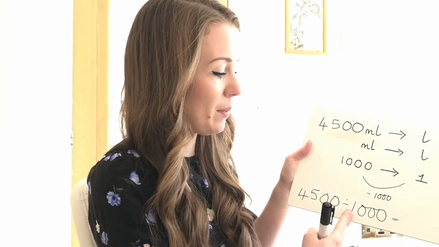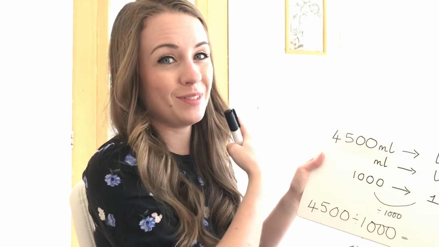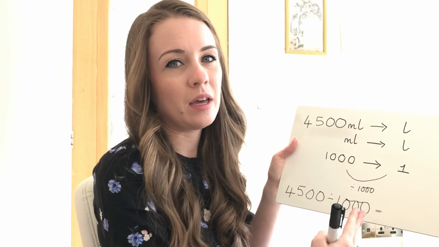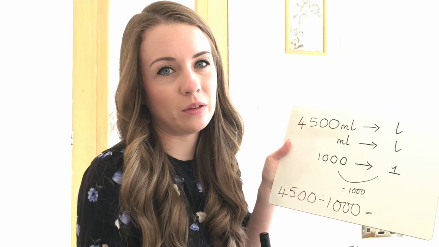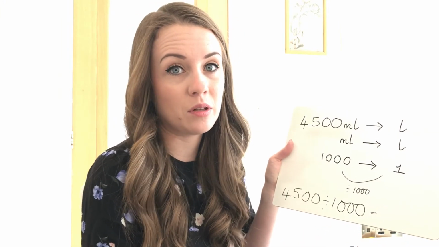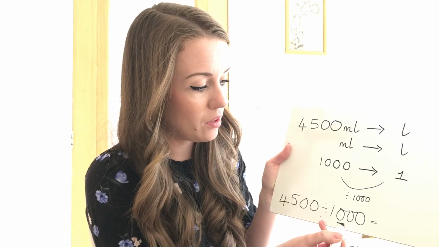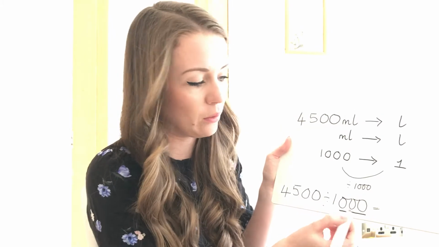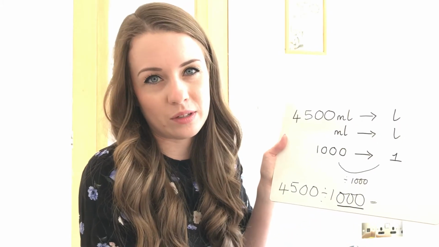Will I be moving my number to the left, which is typically when it's getting bigger, or will I be moving my number to the right of my place value columns because it's getting smaller? So I am going to move it to the right, and I am going to move it 3 places because I have 3 placeholder zeros on my 1,000.